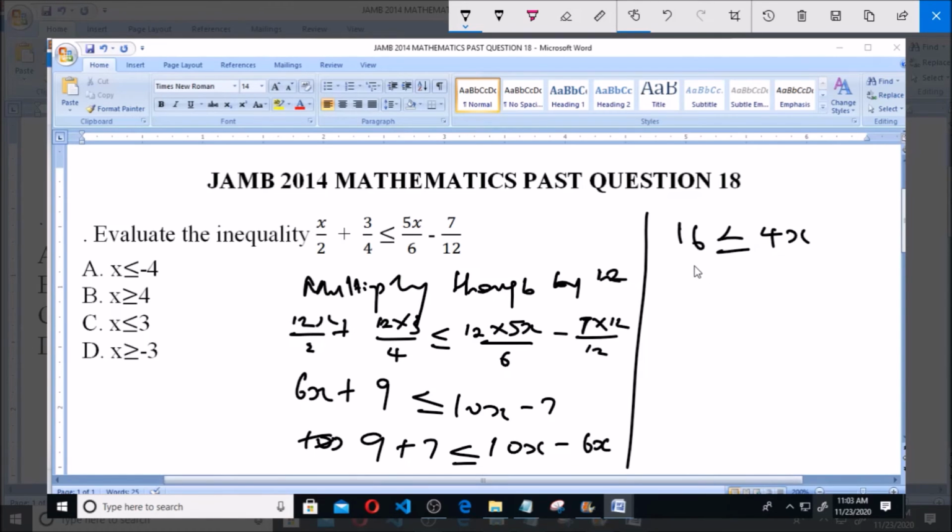So dividing both sides by 4, we cancel 4, we have x. Then 16 divided by 4, we have 4. So 4 is less than or equal to x, meaning x is greater than or equal to 4. And that is option B.